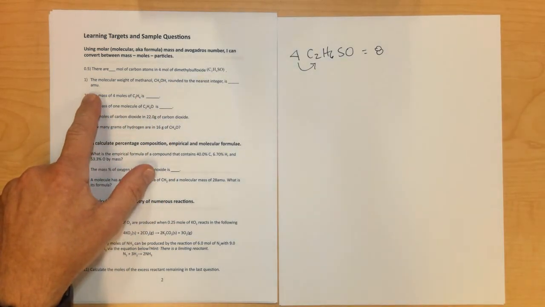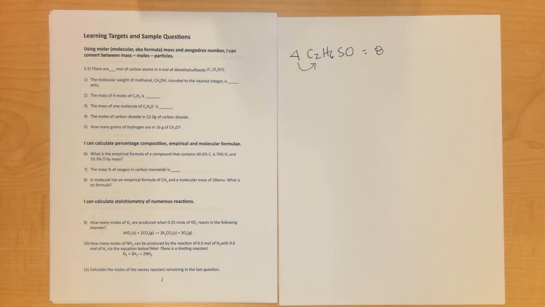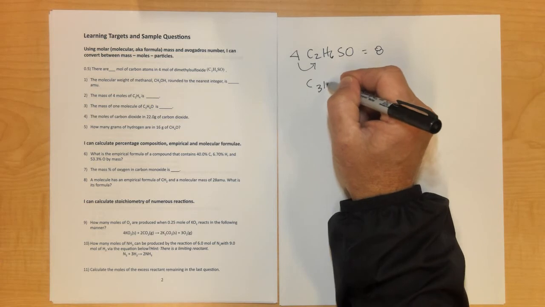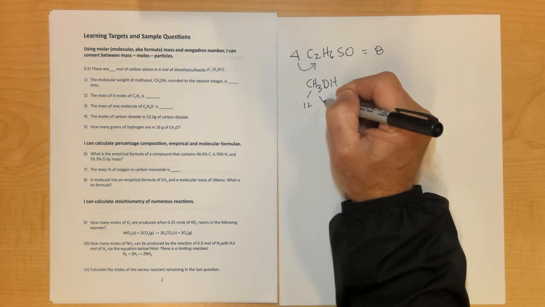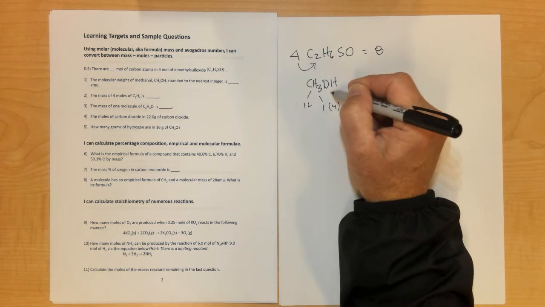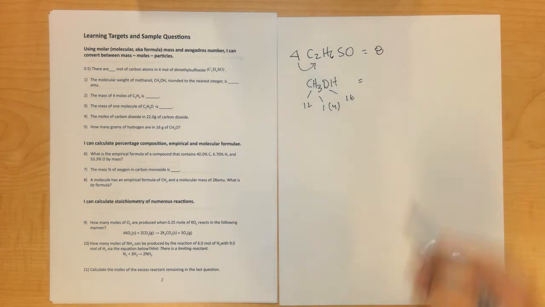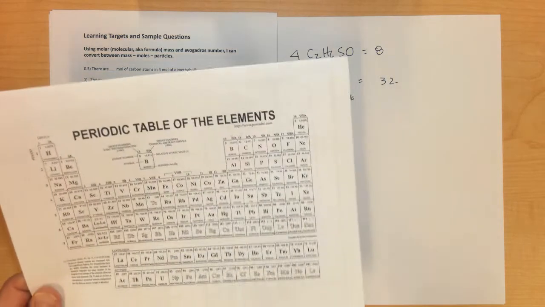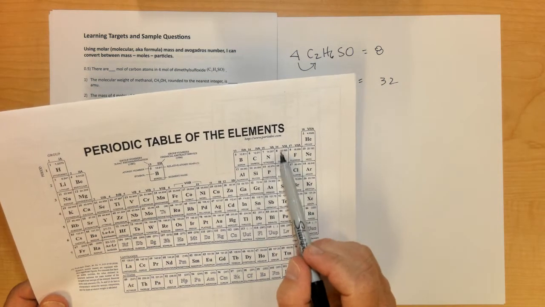Number 1, the molecular weight of methanol, rounded to the nearest integer. Well, you need your periodic table for this. And so methanol is CH3OH. Carbon is 12, hydrogen is 1, there's 4 of them total, plus 16, and that adds up to 32. I got those numbers by looking on the periodic table and looking at the atomic mass for each one of the elements and adding them together. So 12 plus 16 plus 4 for hydrogen.